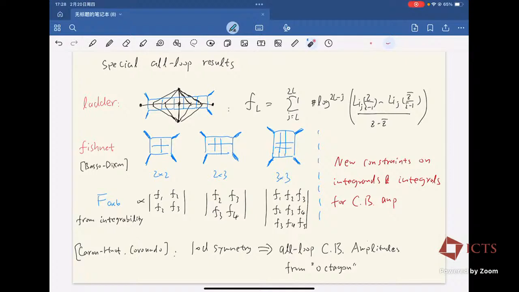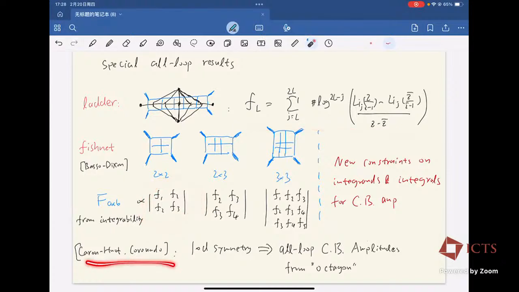For example, there are all-loop results from integrability. First there's the ladder integral that's known to all loops, but there are also these fishnet integrals that I already mentioned. I told you this is the starting point of the generalized Catalan conjecture. They only have plus or minus one coefficients. But thanks to integrability, the result from Basso-Dixon, all these fishnet integrals are given by some determinant of these ladder integrals.